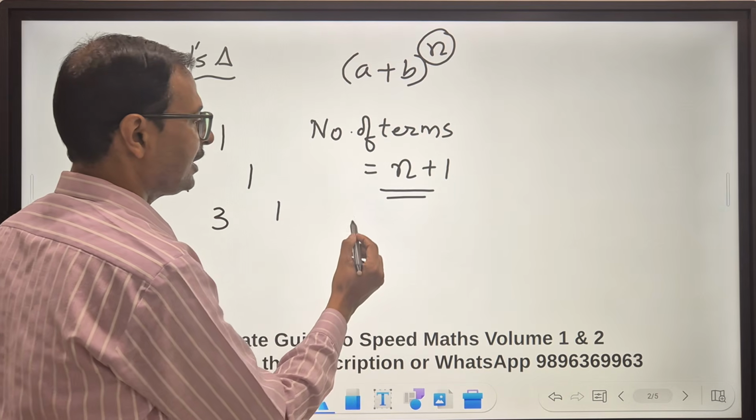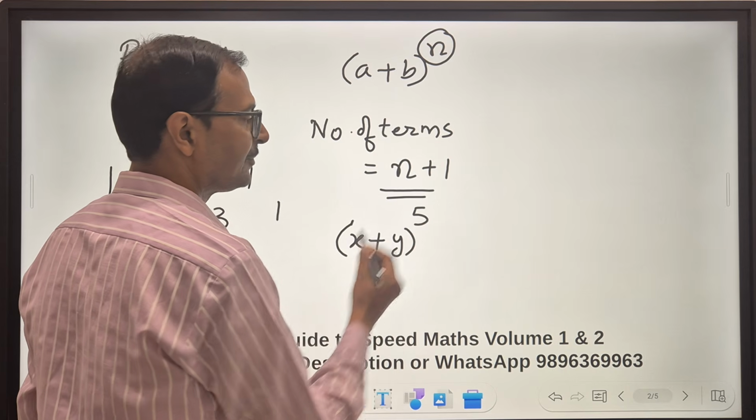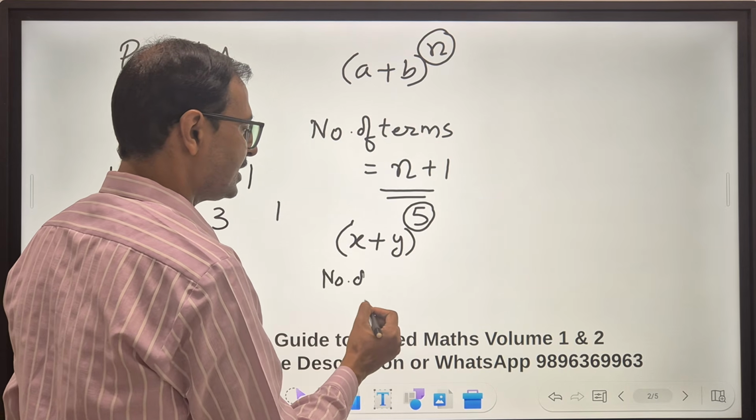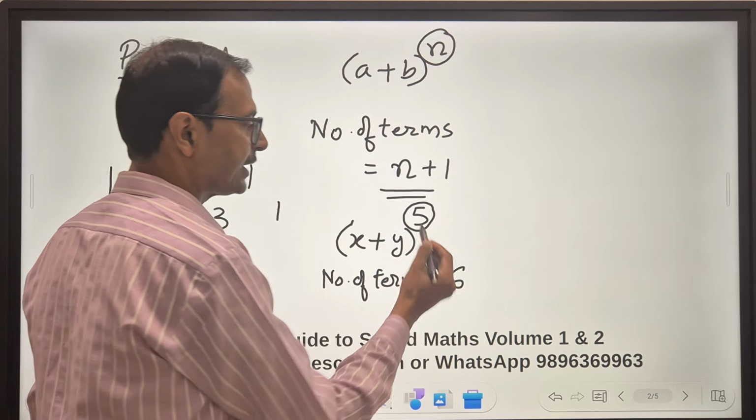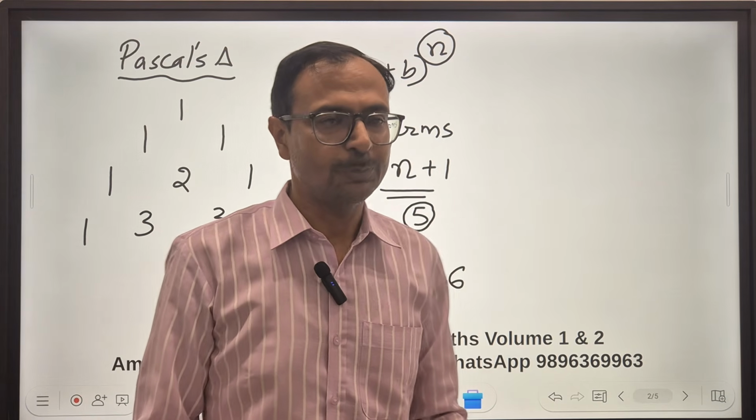For example, if I am doing (x plus y) whole power 5, then because this is 5, the number of terms in this expansion will be 6. That is 1 more than 5. This is the second concept which everybody should know.